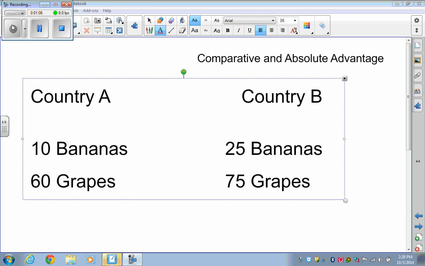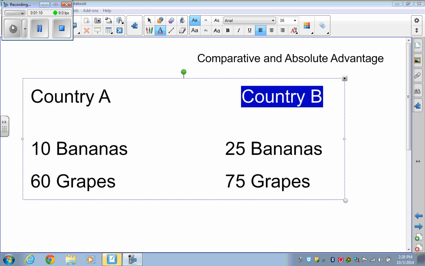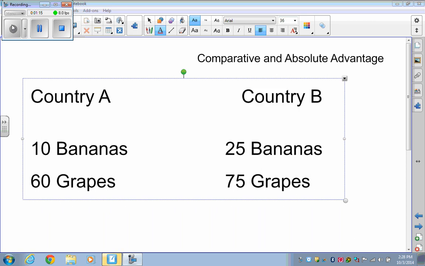Now, the next part here is country B. Country B can produce bananas and grapes as well. They can go ahead and produce 25 bananas if they employ all their resources. And for 25 bananas, the opportunity cost is how much? 75 grapes. Very good.